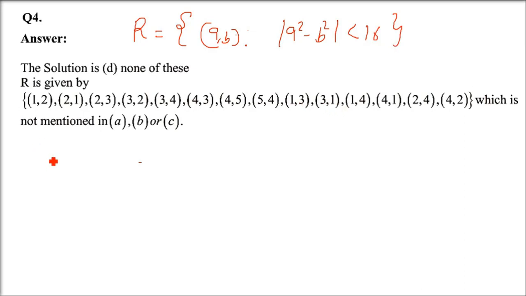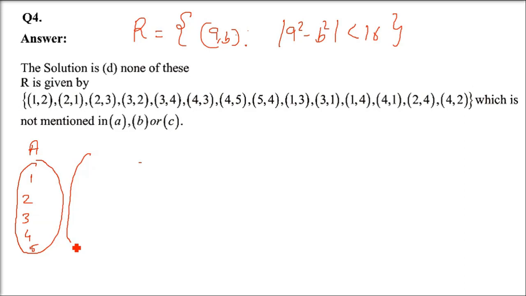So the answer is none of these. What we'll do here is, the set A is what we'll take from. The set is given already. It's 1, 2, 3, 4, 5. Set B will always be A only, because we are dealing with A cross A.